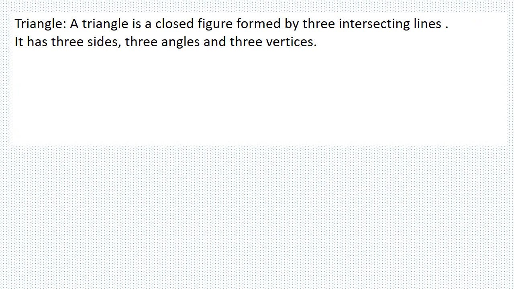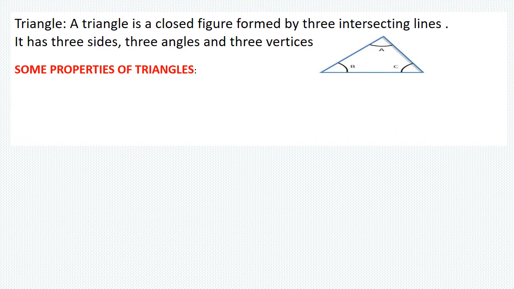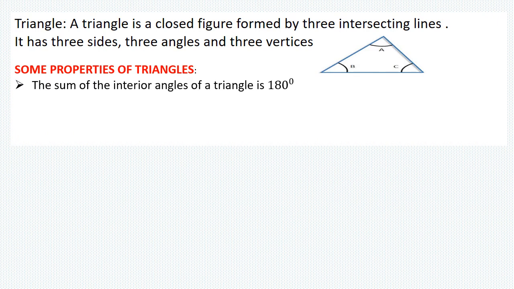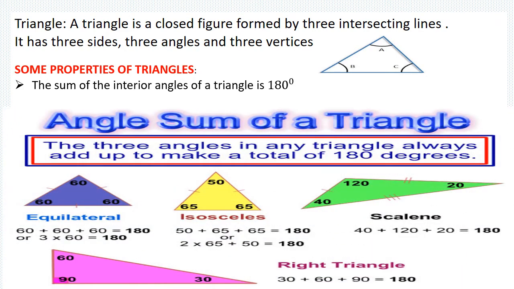A triangle is a closed figure formed by three intersecting lines. It has three sides, three angles and three vertices. Now we are going to discuss some properties of triangles. The sum of the interior angles of a triangle is 180 degree. That is, the three angles in any triangle always add up to make a total of 180 degree.